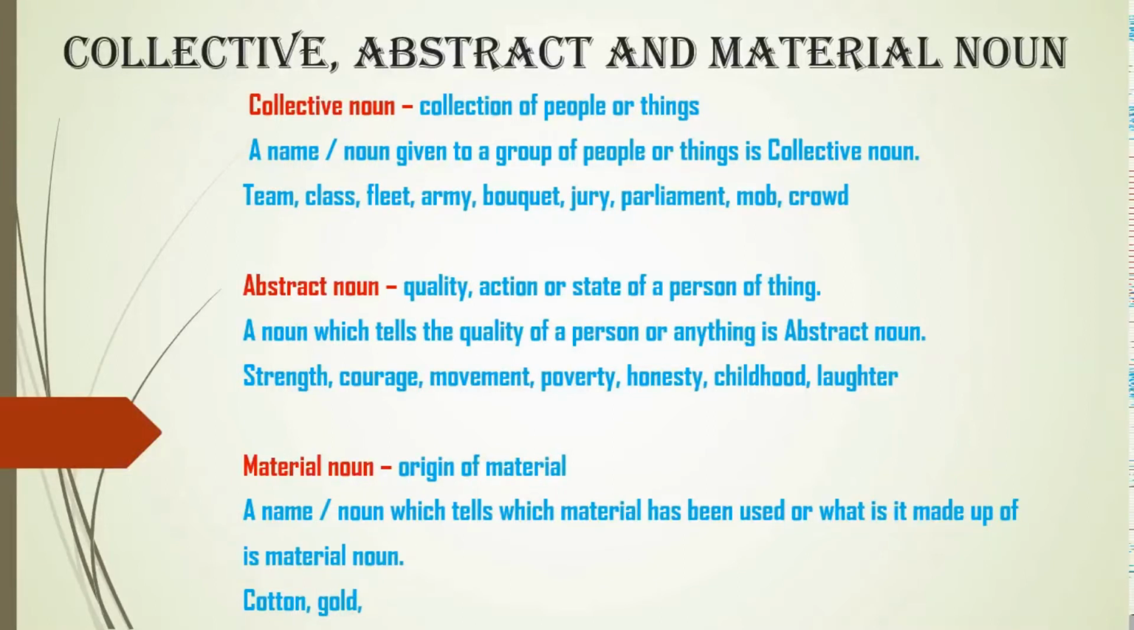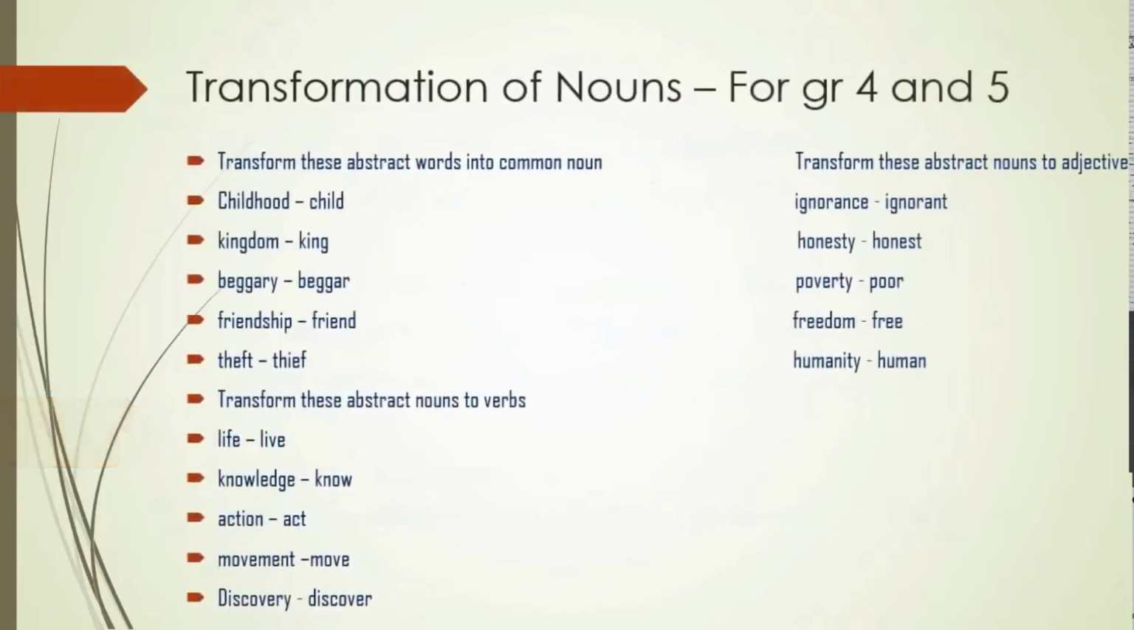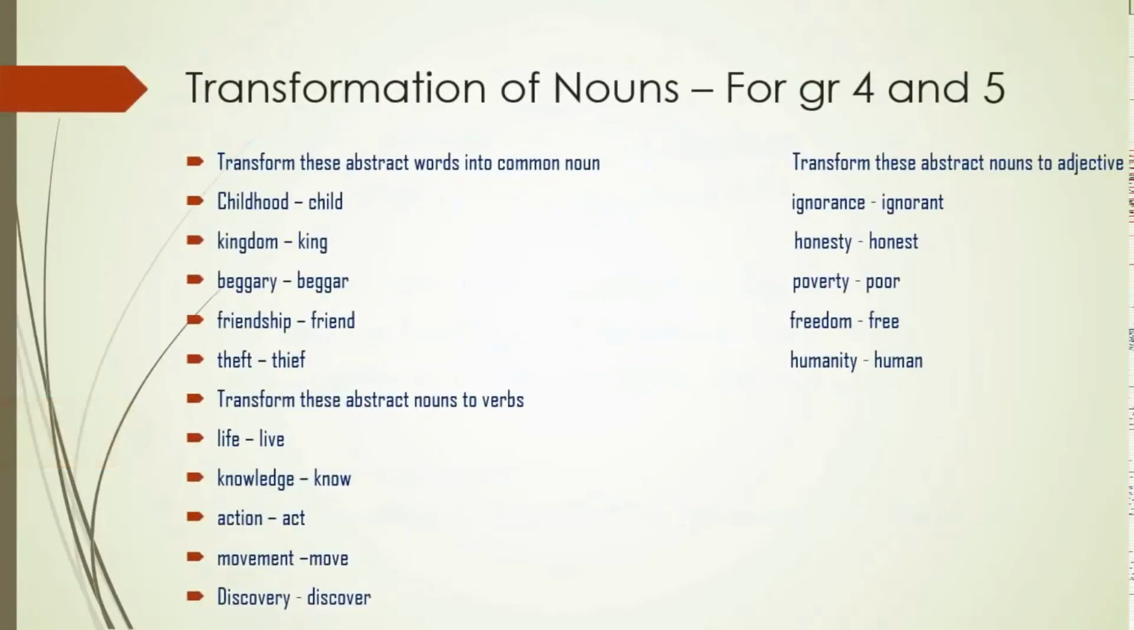Material noun is nothing but the main ingredient from which a particular article is created or produced, the material that has been mainly used. That is called material noun. Here you can see cotton and gold. A cotton t-shirt is made up of cotton, and gold jewelry is made from gold.